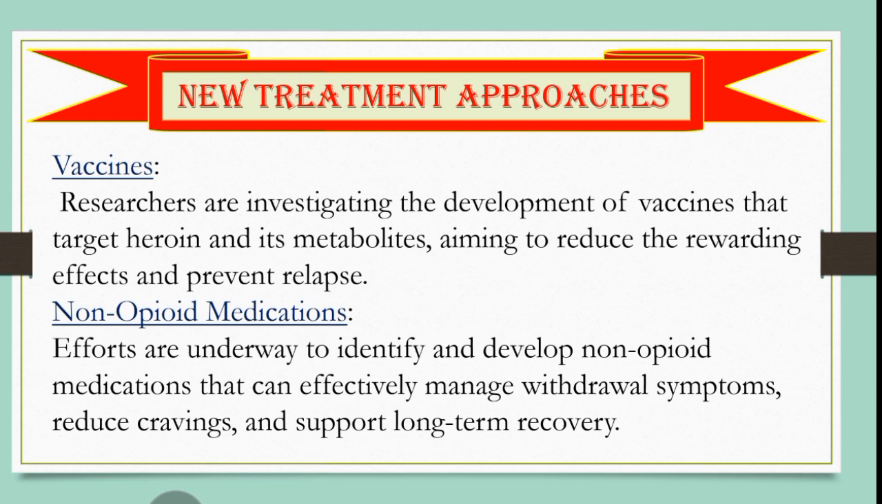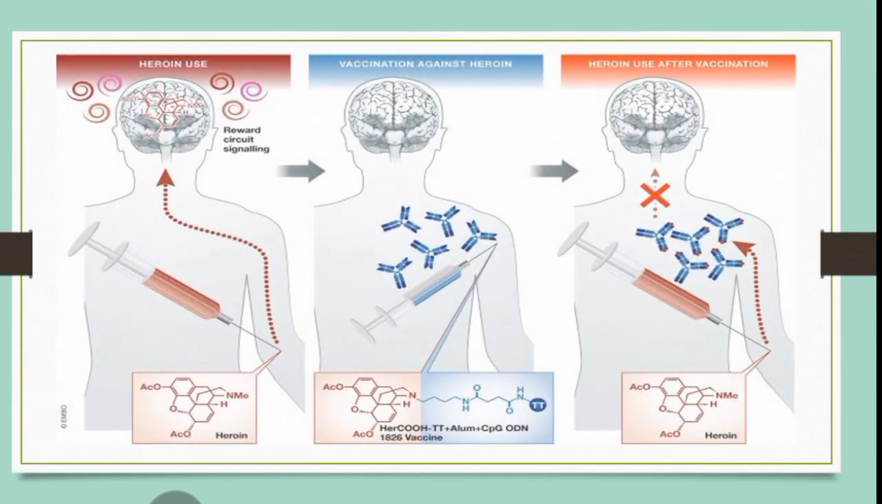New treatments and new approaches to stop heroin use are that people take different types of vaccines and medications. Vaccines: researchers are investigating the development of vaccines that target heroin and its metabolites, aiming to reduce the rewarding effect and prevent relapse. And then medications: efforts are underway to identify and develop non-opioid medications that can effectively manage withdrawal symptoms, reduce craving, and support long-term recovery.